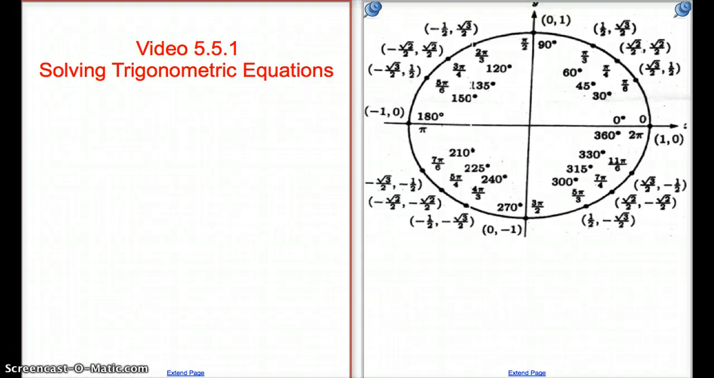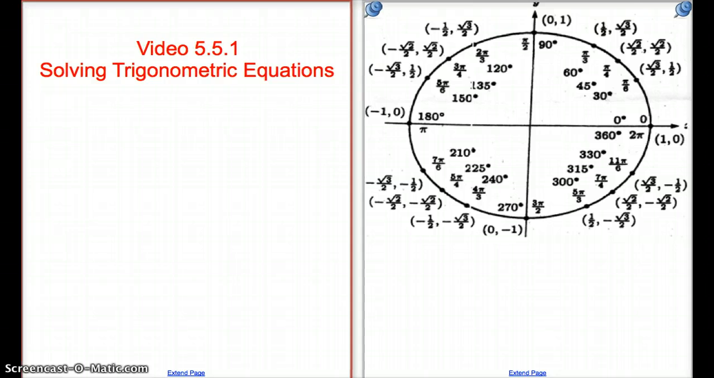This is video 5.5.1. We're going to talk about solving trigonometric equations in this section, and today we're just going to look at some basics and understanding how to find all solutions. So I have my unit circle handy because we're going to be looking for angle measures that have certain trig functions. Since my unit circle has them all worked out for me, I'm going to use that to my benefit. So let's take a look at this first example here.